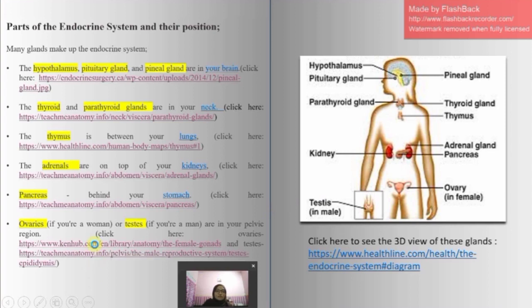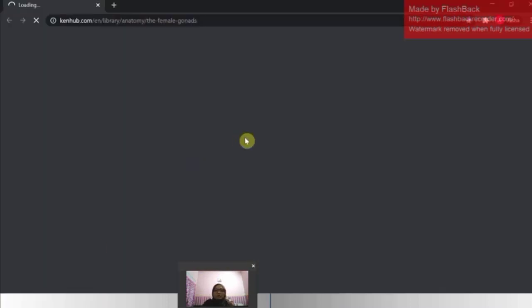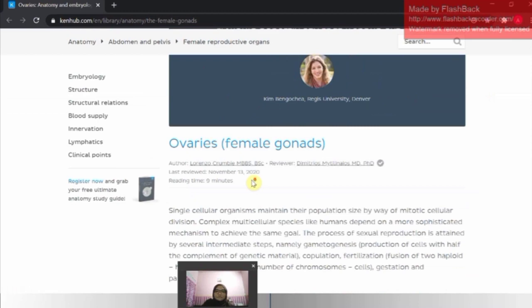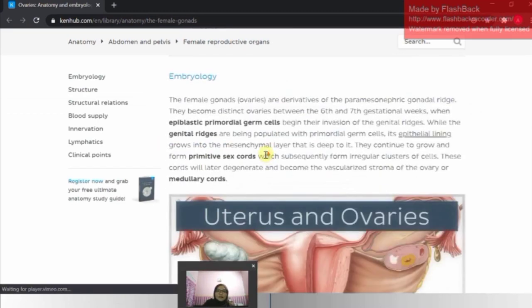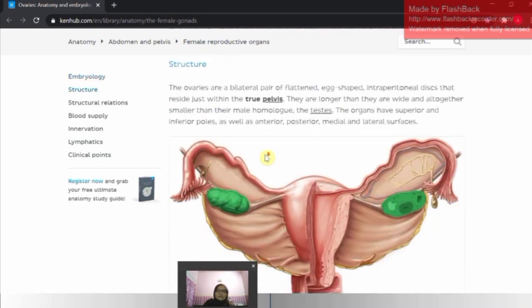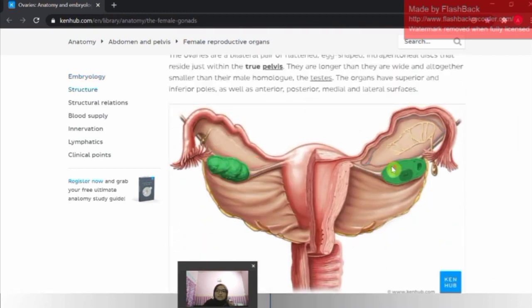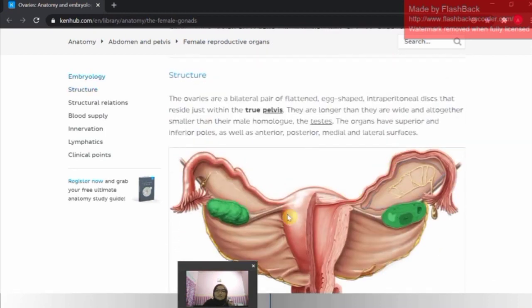So we're looking at the ovaries first. Here it is. This is the ovaries. The ovaries are a bilateral pair of flattened, egg-shaped peritoneal discs that reside just within the true pelvis.